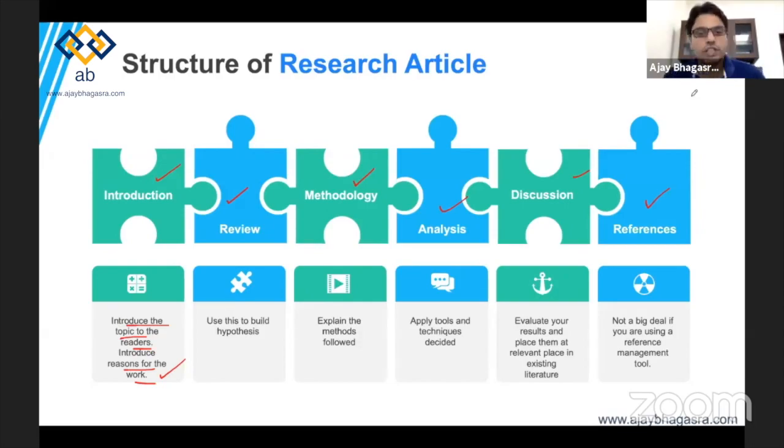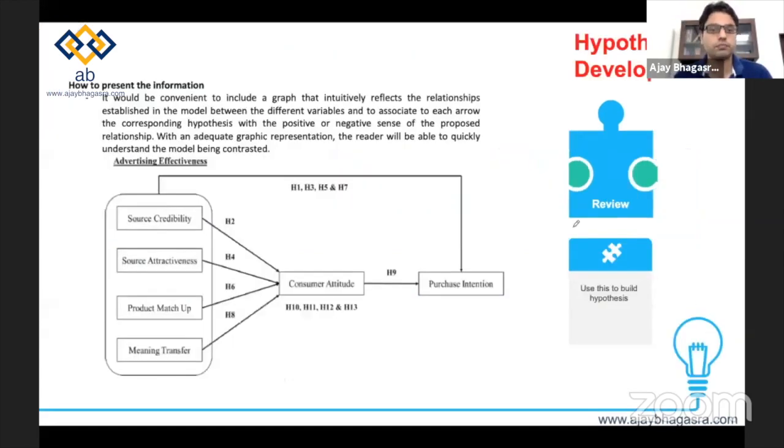Then we were talking about methodology. Methodology is about the methods followed. You all know these things. Analysis is about the application of tools. Discussion is about... Now, this is an area where most people commit mistakes. Not just serious mistakes, we commit super serious mistakes around this issue. And I will spend some time on this.